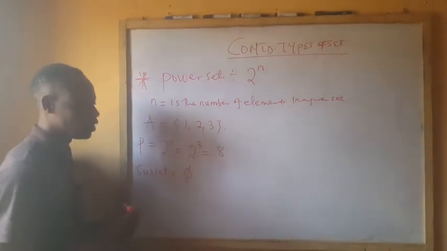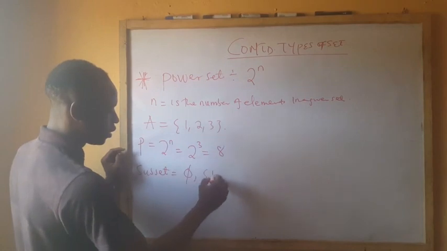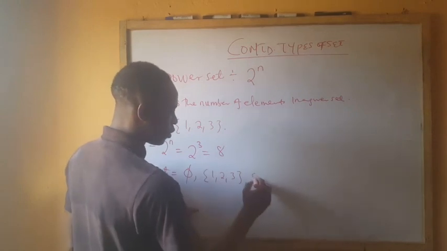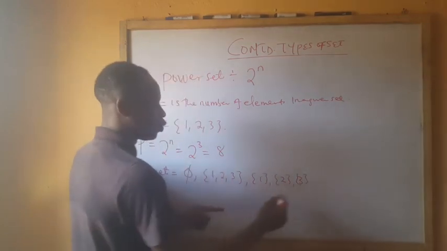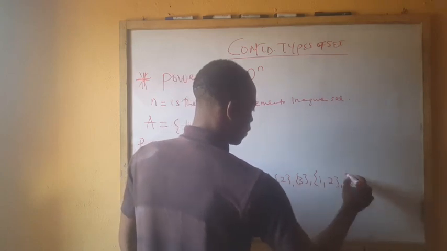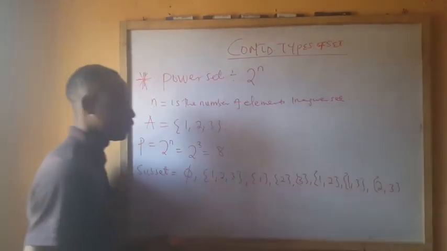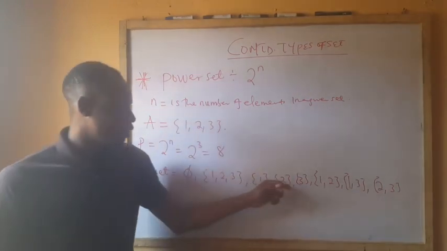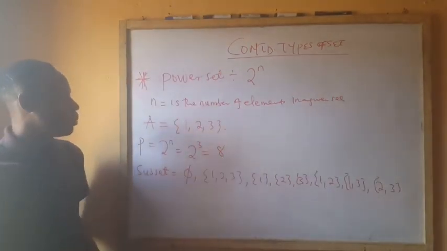Then the subsets will be from this place. The first thing is empty. When you remove everything here, you have empty. Then followed by the same set. Okay. Then when you split this 1, 2, 3 into separate values, like 1, 2, 3, then you combine them two at a time. You have 1 can go with 2, 1 can also go with 3. Then we have the last one, which is 2 and 3. So these are the subsets of this set. If you count 1, 2, 3, 4, 5, 6, 7, 8, it is equal to this value of 8. So this is what power set is all about.